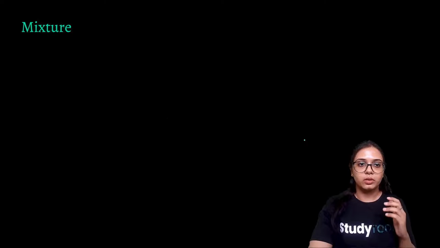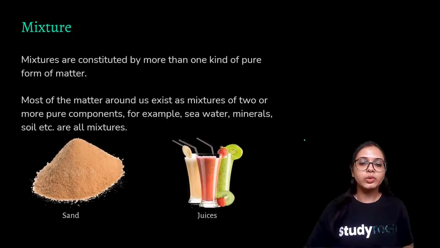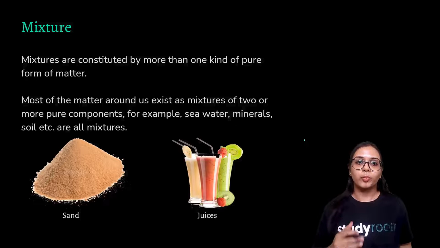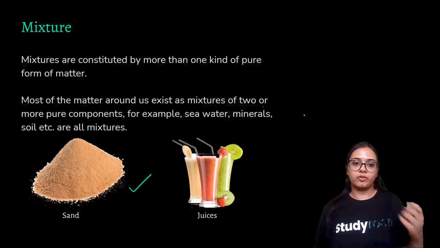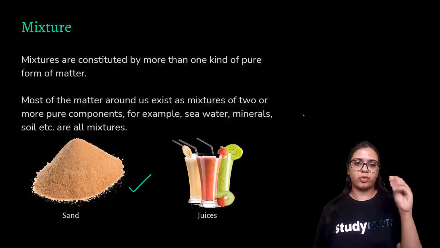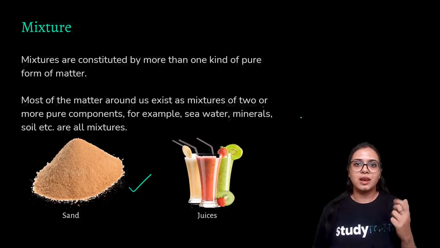Now, what is a mixture? Mixtures are constituted by more than one kind of pure form of matter. Most of the matter around us exists as mixtures of two or more pure components, for example, seawater, minerals, soil, etc. Like I told you, for example, a glass of milk, or the example of sand that I had given you earlier. Now, you may be wondering why sand. When you look at sand, it has those grainy components. So, you may ask why is sand a mixture?